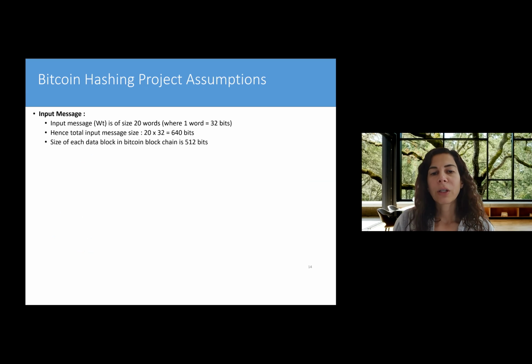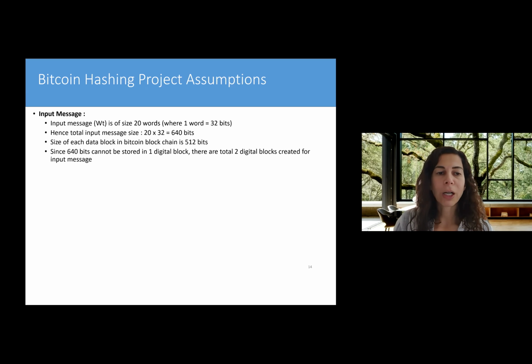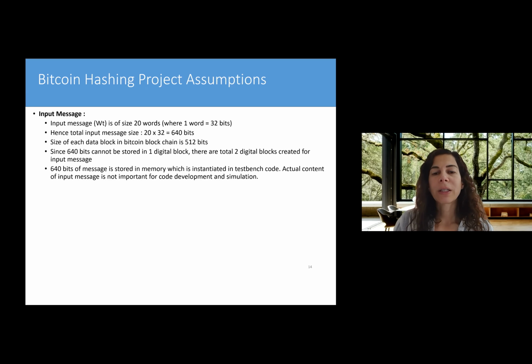Now, the standard block size we have for Bitcoin is 512 bits, and then 128 bits are added to that. So we cannot have one digital block. We have to have two digital blocks pre-created for each of the input messages. And this is stored in memory, which is instantiated in the test bench code.